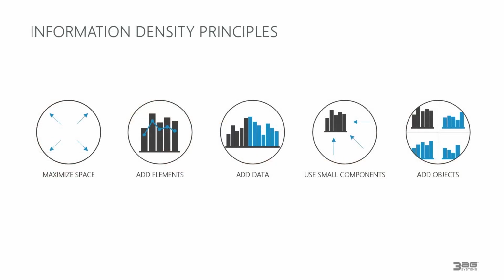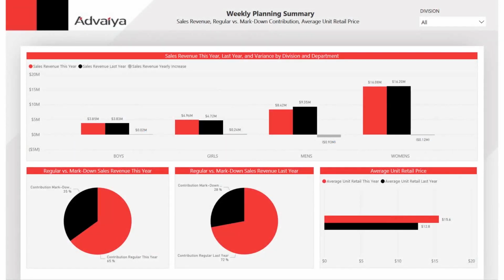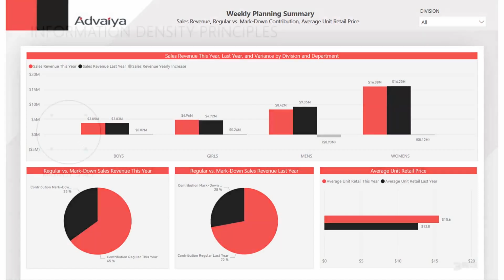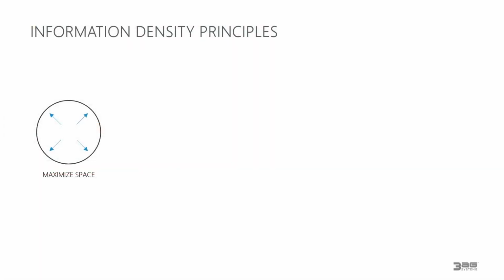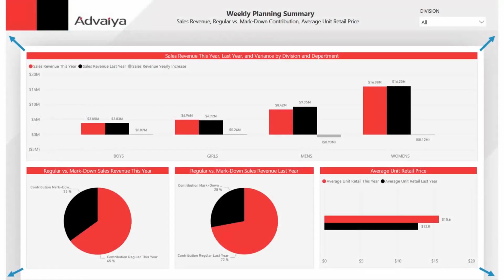I'll step you through the following information density principles, apply them one by one, and hopefully help alleviate the challenges we identified earlier. We'll just take this one dashboard for now and see what happens. So the very first principle is maximizing space. You can see that in this dashboard, there's some space available in the corners that we can use to extend the viewing area.